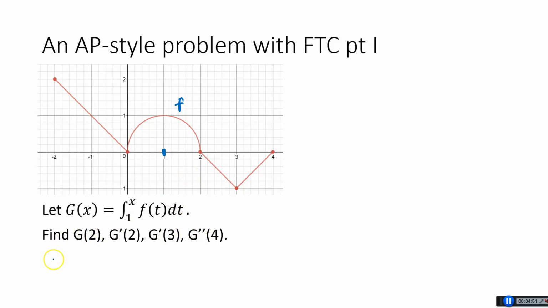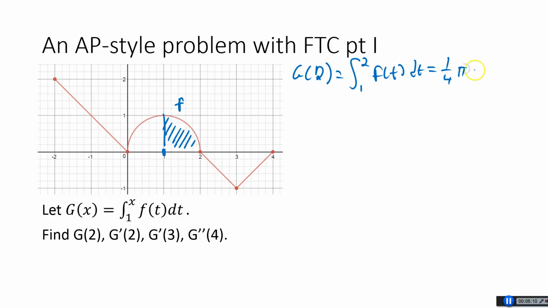g of 2. So g of 2, we did this kind of in the first video, integral from 1 to 2, little f of t dt. So 1 to 2, that is this area right here. Well, that area isn't too bad. It's a quarter of a circle with radius 1. So it's 1/4 pi r squared. The radius is 1. So that is pi over 4. Nifty.